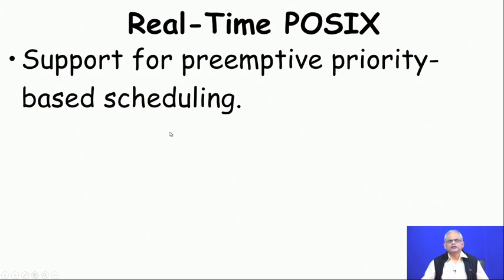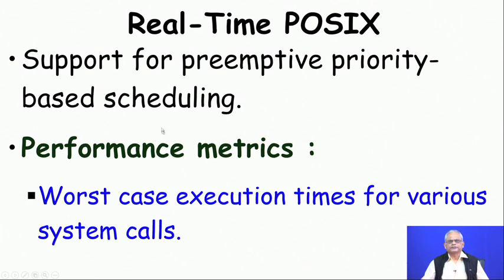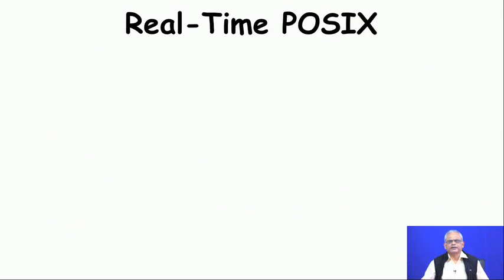Now, let us look at the real time POSIX. It requires an operating system to support certain features, then only it will become RT POSIX compliant. The first one of course is preemptive priority based scheduling, and it defines some performance metrics which the operating system must satisfy, that is the worst case bound on the execution time of various system calls.